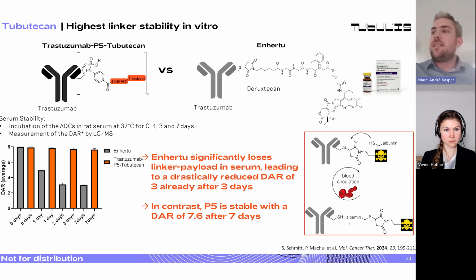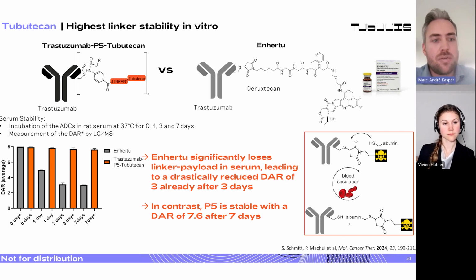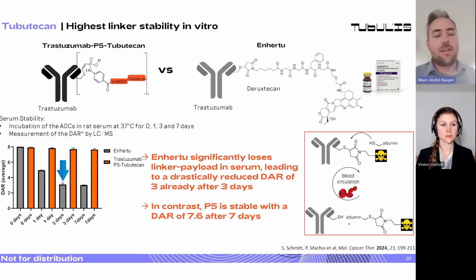Of course, we wanted to know, does it really hold true that our conjugation platform is that stable? When you remember my introduction, I showed you that approved ADCs such as Enhertu have this problem of instability, and this is what we can see here. So we took Enhertu again from a pharmacy, incubated this in rat serum, and you can drastically see how this loses its payload. In the very beginning at day 0, it's 8 payloads per antibody. This is how it comes. And even after 1 day, this reduces almost by 50%. And after 3 days, there are only 3 molecules per antibody on average left.